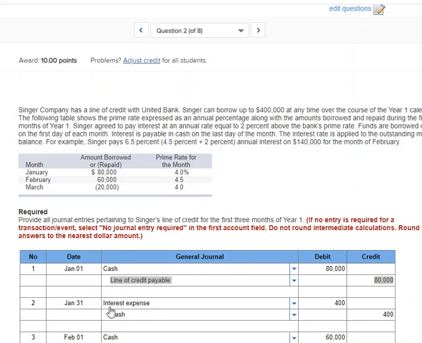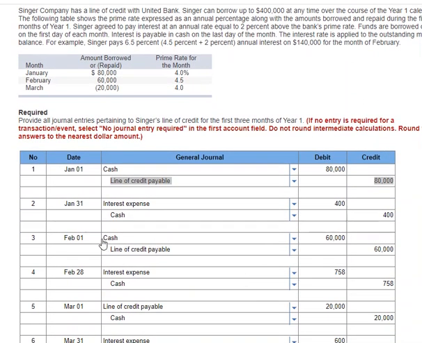We're going to go ahead and pay that interest in cash. That's our line of credit agreement with the bank. The interest has to be paid every month. So we don't have to pay back the principal, but we have to keep up with the interest. In February, we borrow more money. We borrow another $60,000. So we debit cash, credit line of credit payable.